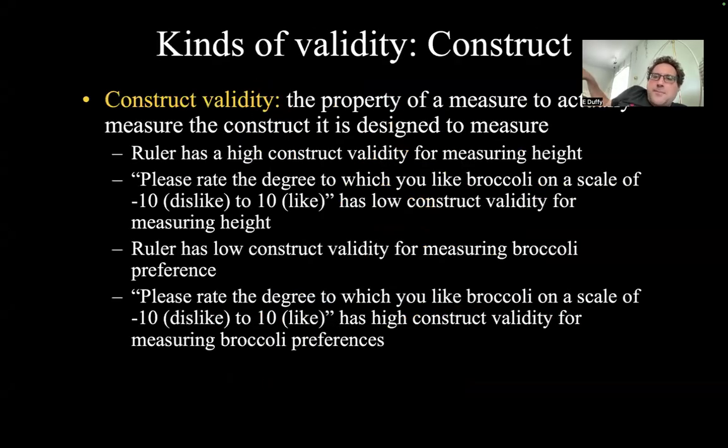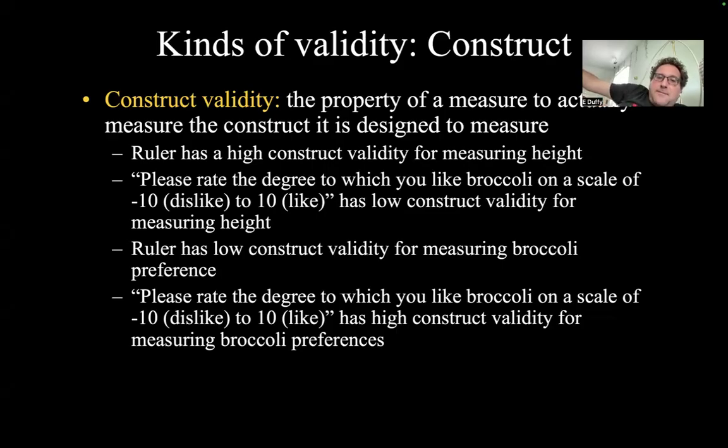Construct validity deals with the property of a measure to actually measure the construct it's designed to measure. That's a very poorly worded sentence, but the idea of construct validity is, does your empirical construct measure your theoretical construct? How well does it do a job of that? So a ruler has high construct validity for measuring height. Or please rate the degree to which you like broccoli on a scale of -10, which means I dislike broccoli, to +10, which means I like broccoli.